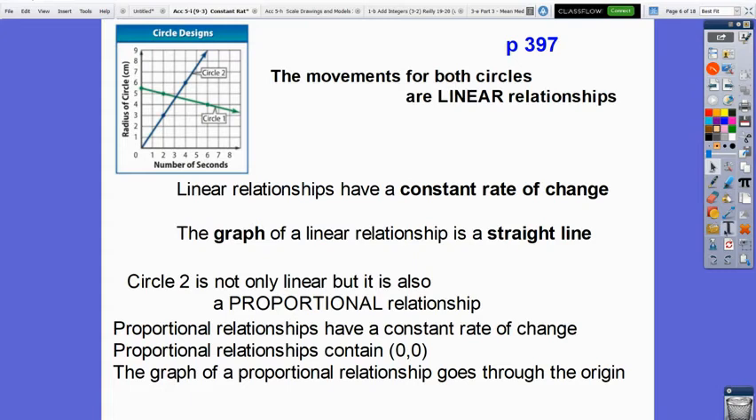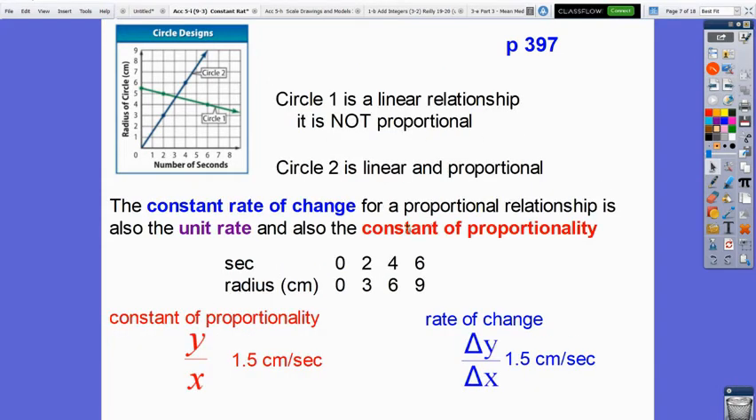But you can kind of see if you used 0, 0 as one of your points here, then 2 seconds and an increase of 3 centimeters, that's going to be the rate of change, 3 centimeters every 2 seconds. So if you think about it with a table here, okay, if I take the points here for circle 2, 0, 0, and then 2, 3, and then 4, 6, and then over here 6 seconds and 9 centimeters, right? Every time I divide the Y divided by X, centimeters divided by seconds, it'll always come out to 1.5.